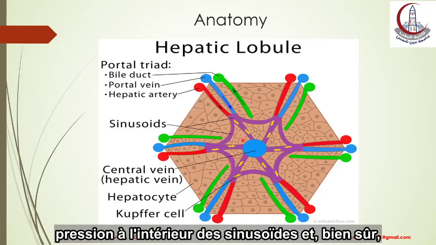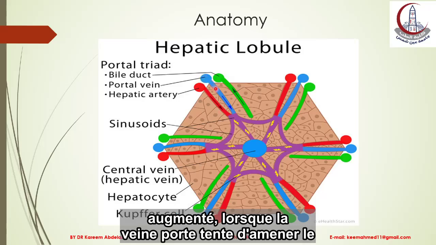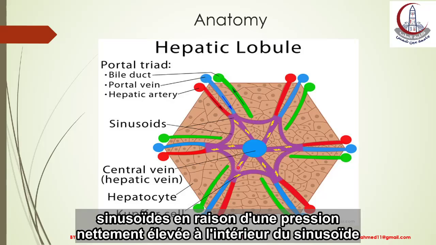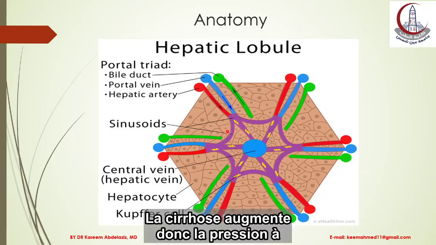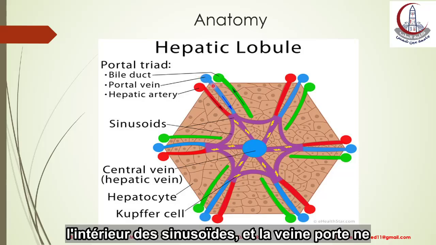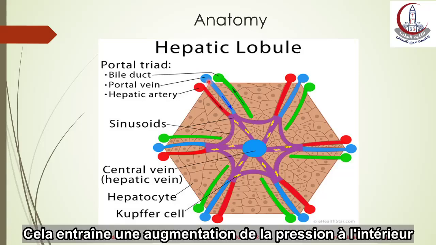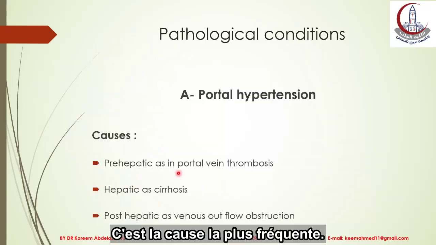And of course, if we have increased pressure inside the sinusoids, when the portal vein tries to bring blood from the intestine into the liver, it cannot enter the sinusoids due to the markedly elevated pressure inside them due to cirrhosis. So cirrhosis elevates the pressure inside the sinusoids, and the portal vein cannot push the blood in its system into the sinusoids due to the markedly elevated pressure. This will lead to build up of pressure inside the portal system, causing portal hypertension. And this is the most common cause.